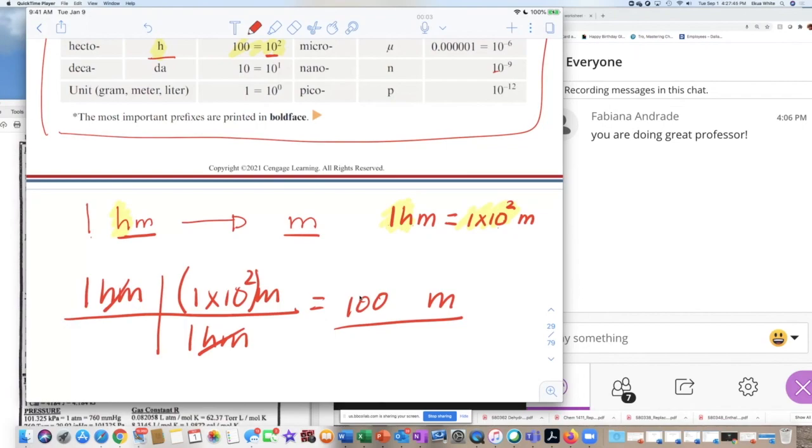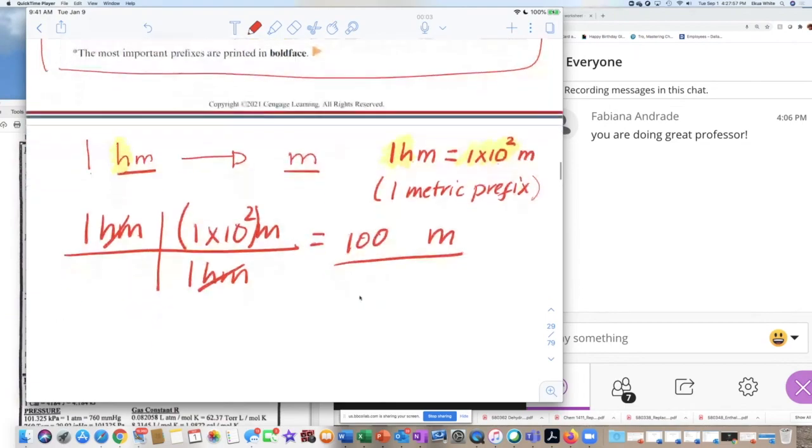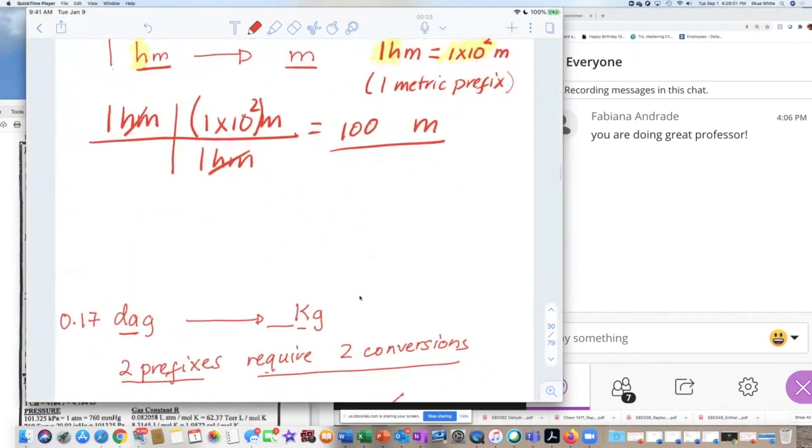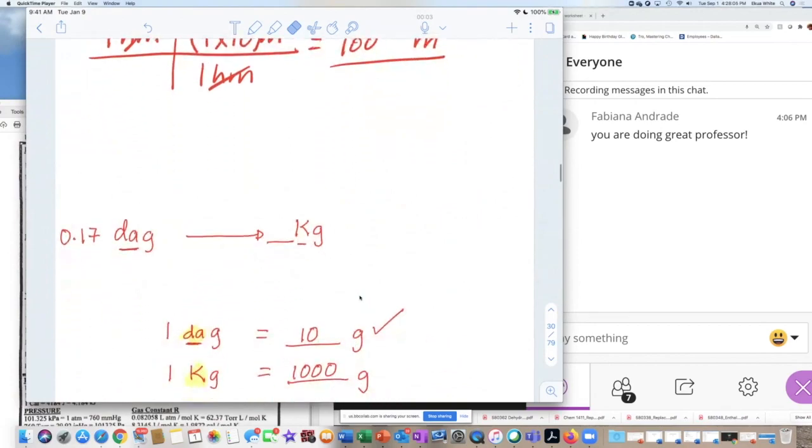So this is what you do when you have one metric prefix. Okay, so I'm going to say here, I have one metric prefix. And the metric prefix was only in my given, right? So what do I do if I have two metric prefixes, like this scenario right here? So I created a complex scenario, which I created, and I'm going to get us out of that.